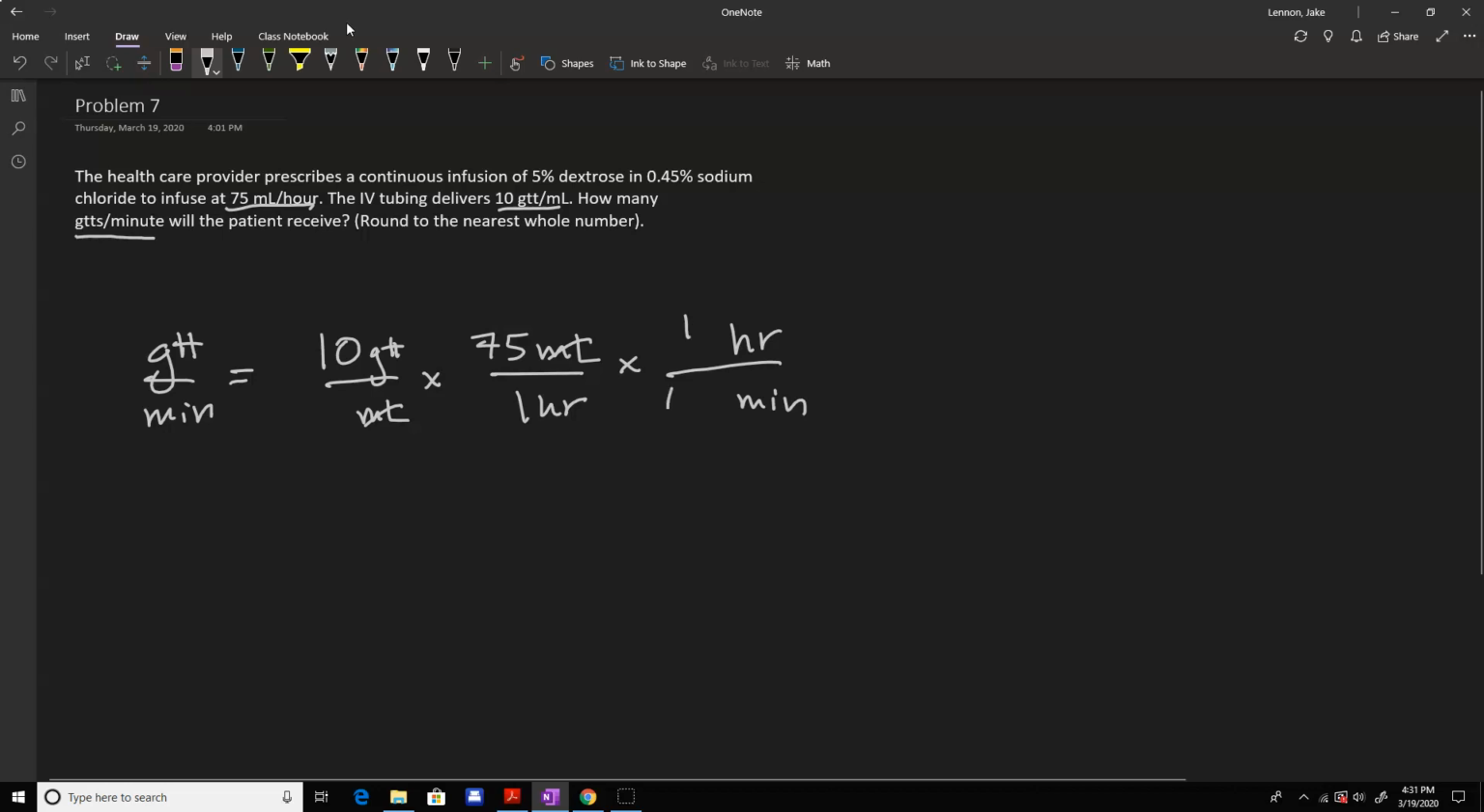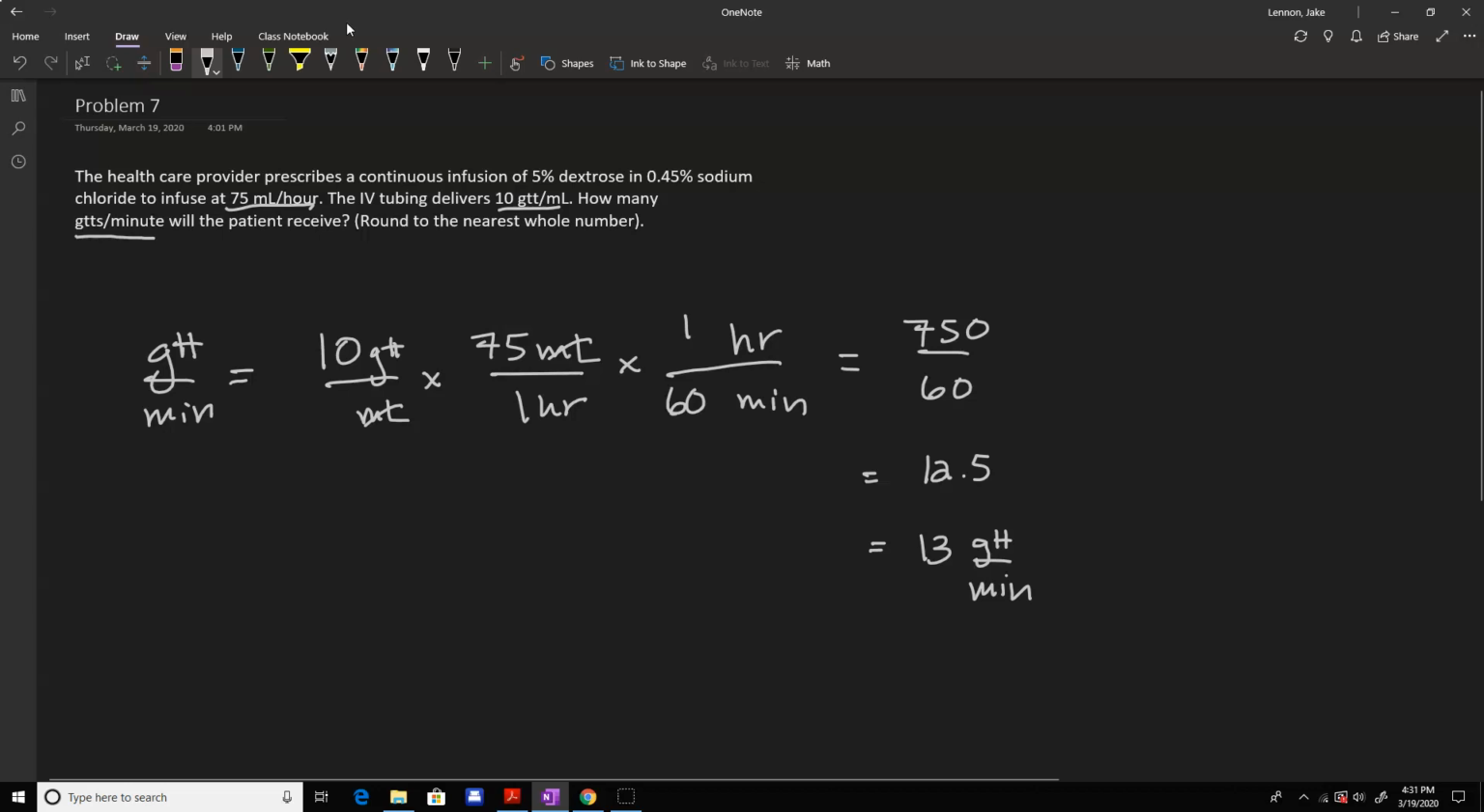So in 1 hour, there's 60 minutes. Again, we can just multiply across. So we get 750 on top and 60 on the bottom. So 750 divided by 60 is 12.5. They want us to round to the nearest whole number, so the 5 will bump that up to 13 drops per minute.